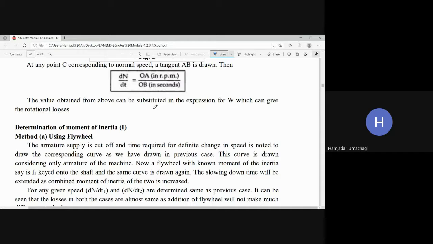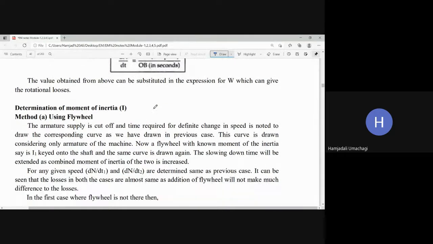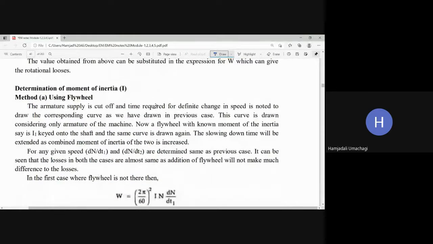Explain the two methods in order to calculate moment of inertia. In the case of the retardation test, whatever I'm explaining now, only those two methods we should write if they ask for two methods of calculation of moment of inertia. So what are those two methods to calculate moment of inertia? Let us see here. Method one comprises of using the flywheel method.